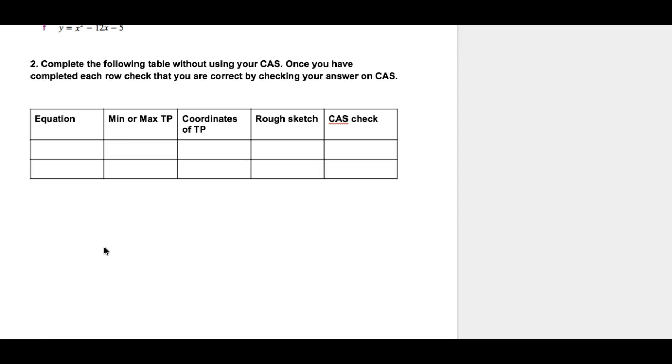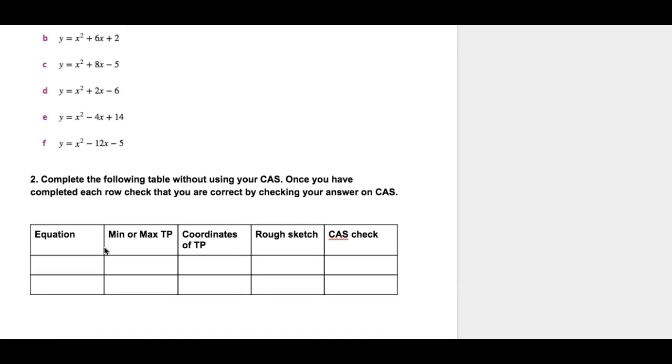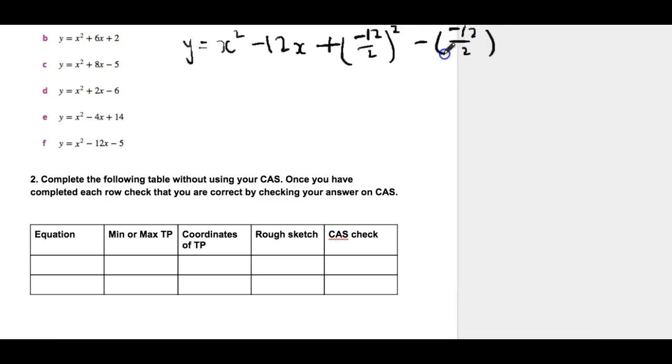Once you have completed each row, check that you are correct by checking your answer on CAS. Okay, so let's do one that we haven't done. They're all positive parabolas, so they're all going to have a minimum turning point. But anyway, let's have a look at, oh, we did all this, didn't we? Okay, we'll do F. Sorry, I'm thinking aloud. So we have y equals x squared minus 12x. I'm going to do all this in one go. I'll rewrite the equation again. And then we've got minus 5 on the end.